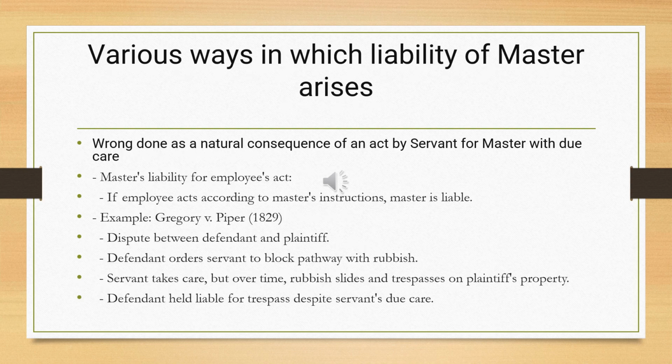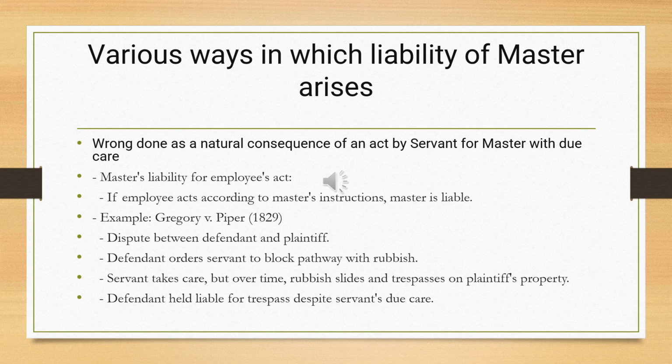Now, discussing the various ways in which the liability of a master arises. A master becomes liable in the following situations. Number one, wrong done as a natural consequence of an act by a servant for the master with due care. If the employee does an act which is done in pursuance of the instruction of the master, then the master will be held liable for any wrong which arises out of such an act, even if all due care is taken by the employee in discharging his work.